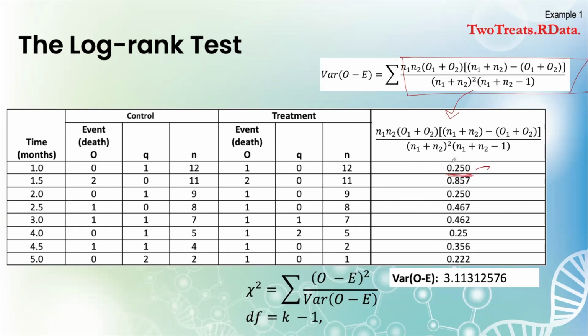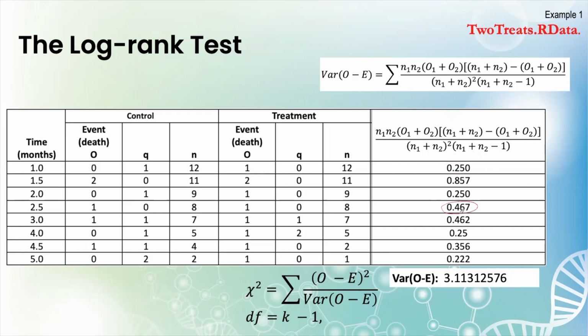How was this computed? So this is n sub 1, 12, times n sub 2, which is 12. So that's 12 times 12 times O sub 1 plus O sub 2, so that's 0 plus 1, multiplied to n sub 1 plus n sub 2, so that's 12 plus 12. We have 24 minus O sub 1 plus O sub 2, so that's 1, divided by n sub 1 plus n sub 2, so that's 12 plus 12 squared times n sub 1 plus n sub 2, which are again 12 and 12, minus 1. And calculating this value, we have 0.250.